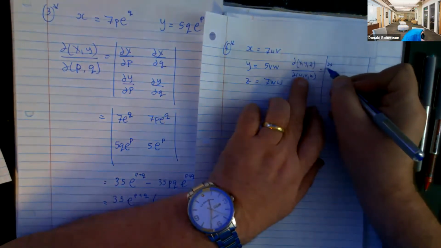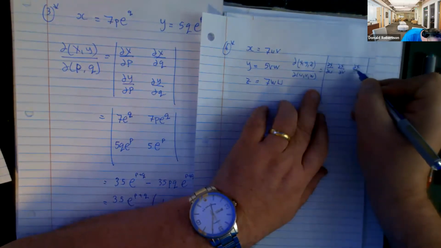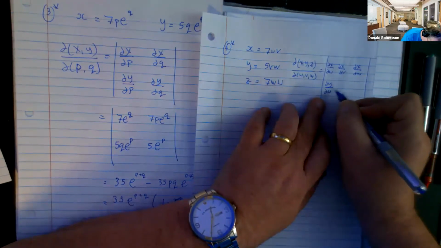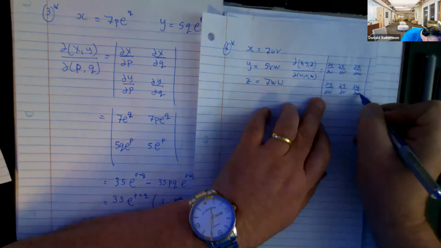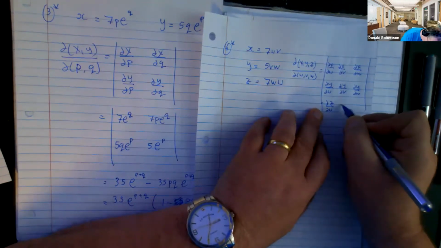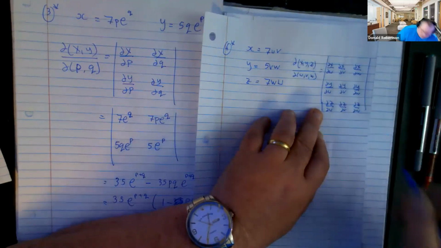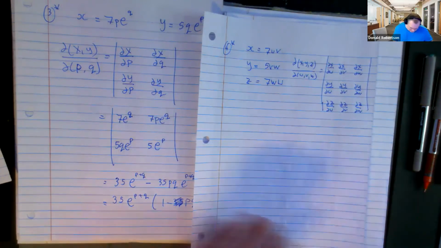So you're going to do the partial derivative of x with respect to u, with respect to v, and with respect to w. You're then going to do the partial derivative of y with respect to u, with respect to v, and with respect to w. And for the last one, you're going to do the partial derivative of z with respect to u, v, and w. Does that make sense? That's what a 3 by 3 Jacobian would look like. So far, so good.